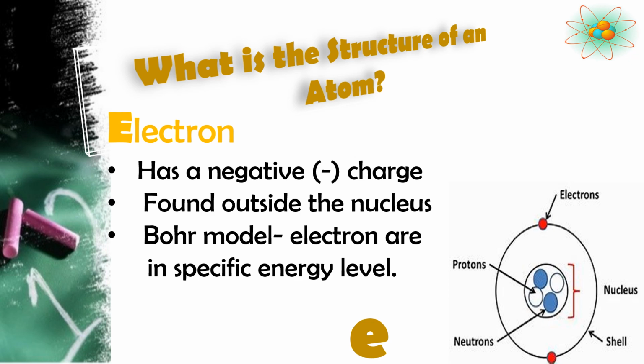In Bohr's model, electrons are in specific energy levels, right? It means that every energy level always has a minimum or maximum amount of electrons that surround that orbit. Okay?